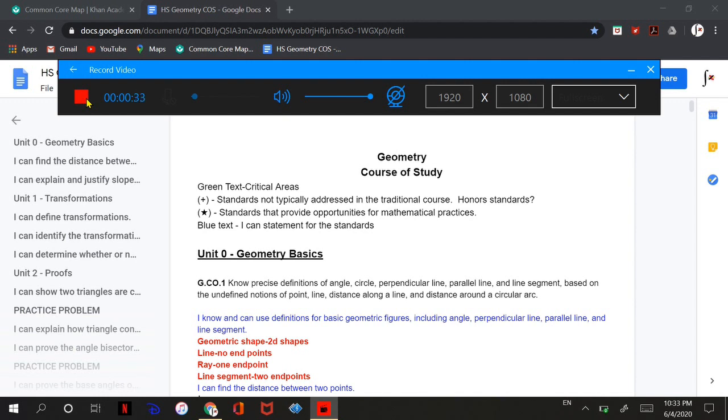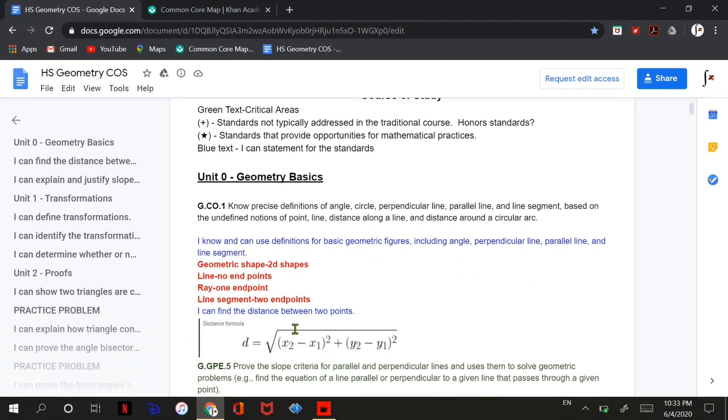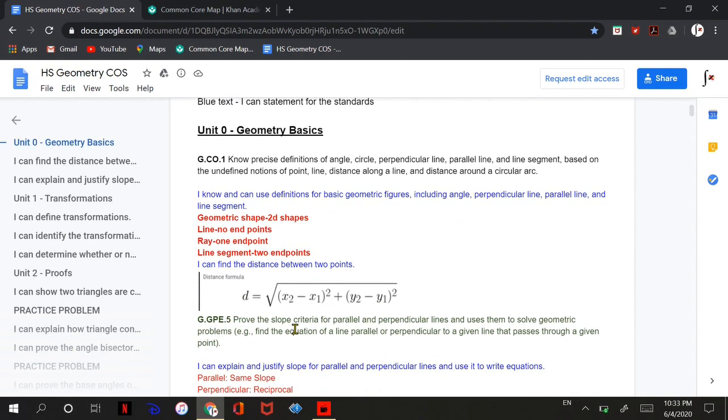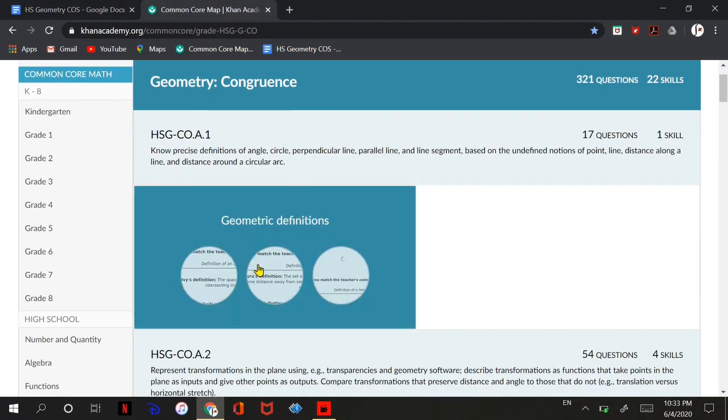So let's begin. We will be using Khan Academy and this course of study. I know and can use the definition for geometric figures, including angles, perpendicular lines, parallel lines, and line segments. So we are going to be doing 7 problems, I believe.